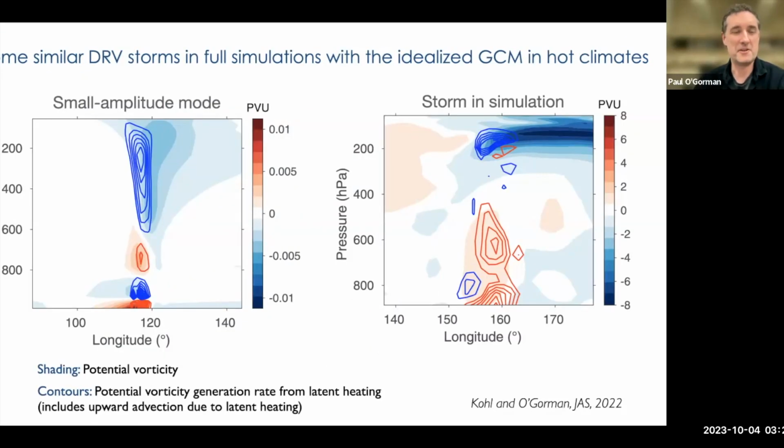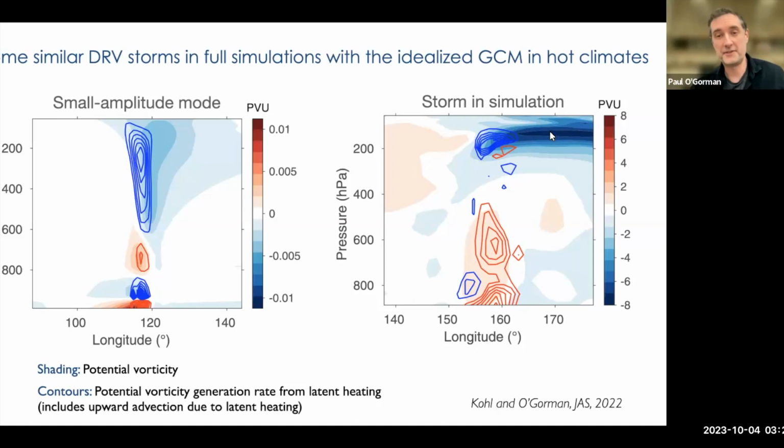I mentioned that you do also see these kinds of storms when you don't just calculate a small amplitude mode, but actually run the GCM into a statistical equilibrium. The storms aren't everywhere, but they do occur. On the left, we have the small amplitude mode I was just talking about. And on the right, we have the storm in the simulation. This is just one storm we picked out. Now these PV values are very low over here in PV units, but over here, they're quite strong. And so you can see some similarities. We have the red positive PV down here. We have the blue positive PV up here.